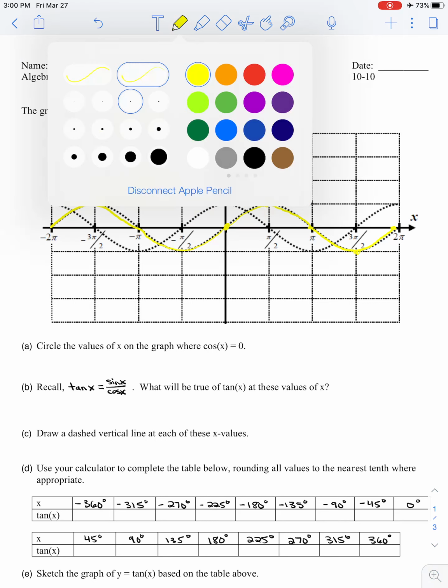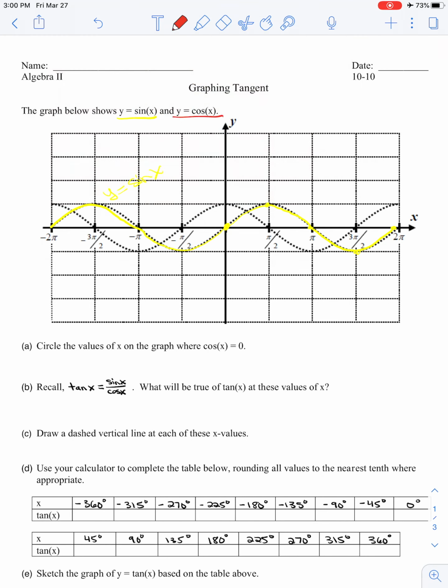I also want to find my cosine curve. So y equals cosine x, starting at the max, then midline, min, midline, max. And again, I can trace it backwards.